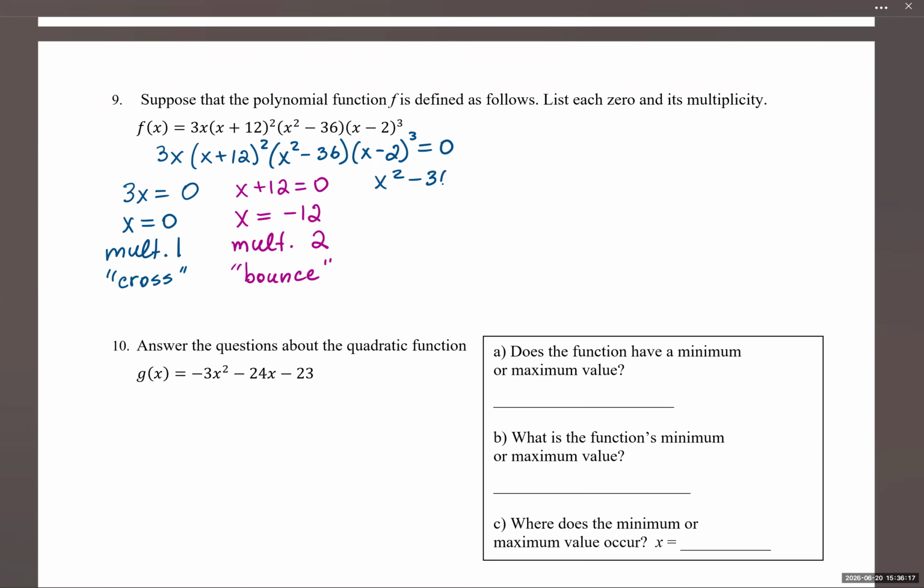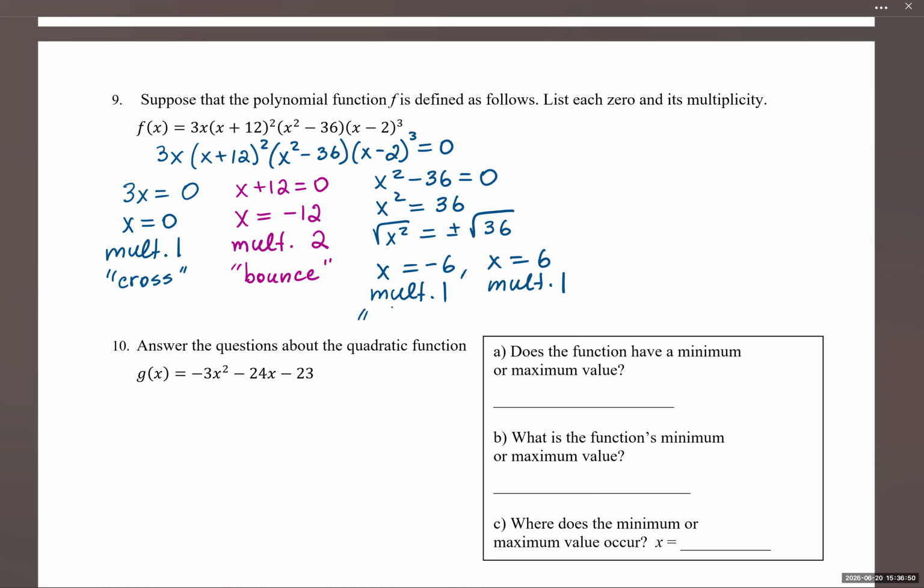Then we have x squared minus 36 equals 0. x squared equals 36, which means we need to take the square root to get rid of the square. Don't forget the plus and minus. x equals negative 6 or x equals positive 6. So x was squared to begin with, but it didn't give us the same answer twice. It gave us two different answers. That means that both of those answers have a multiplicity of 1. And that means that in both of those locations, the graph will cross the x-axis.